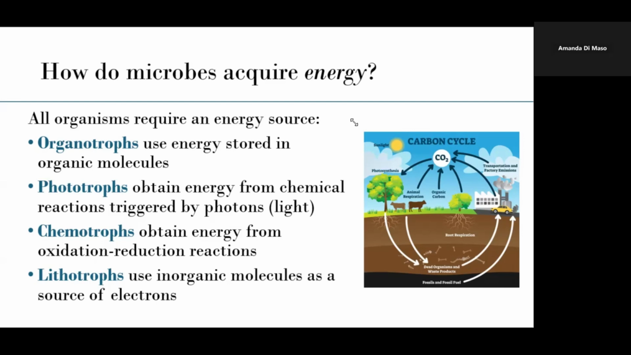Then we have lithotrophs. These ones use inorganic molecules as a source of electrons. So they're basically like rock eaters. That's what litho means, is rock, and troph means feeding. So lithotrophs are going to eat the rock to get their electrons to power all their functions in their cell. So this is just how they do energy acquisition. We have to pair that with how they get carbon. So there's a bunch of different ways that we can get our carbon and our energy needs met.